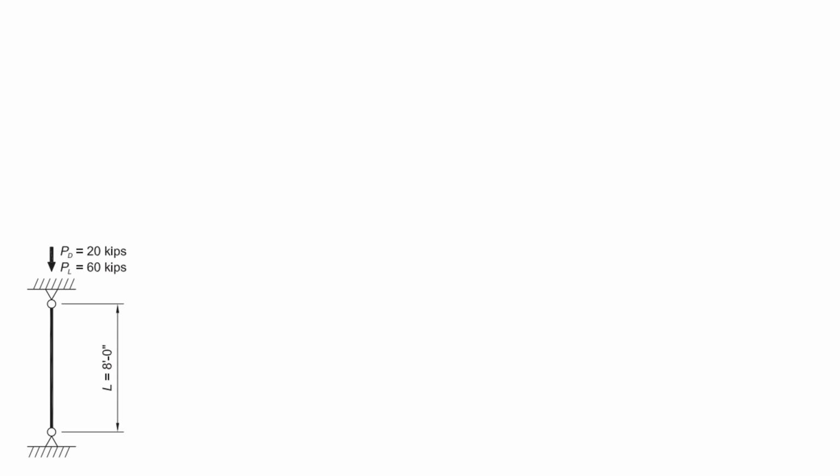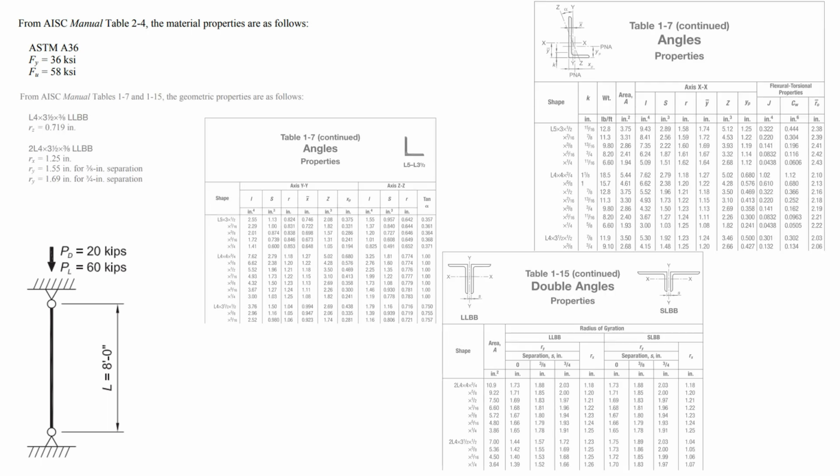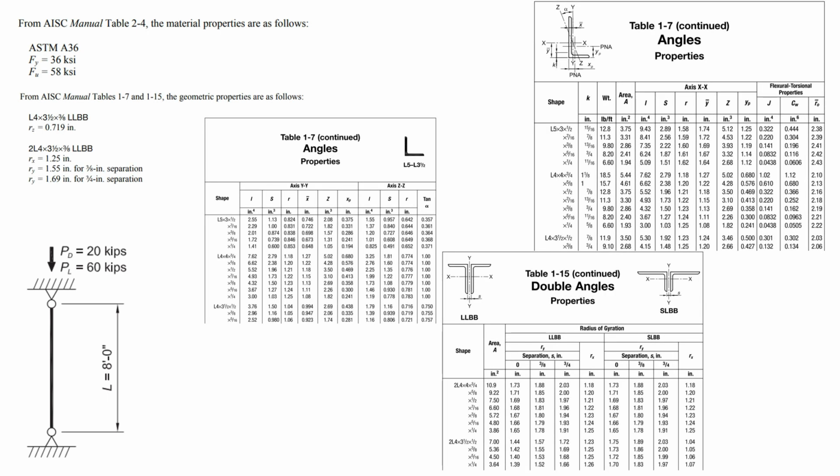To extract the material properties, as always, we refer to AISC Manual Table 2-4. And for the geometrical properties, we have to refer to Tables 1-7 and 1-15. Make sure to refer to the right sizes, especially in the double angles Table 1-15, where there is a distinction between long leg back-to-back and short leg back-to-back. So we start by determining the ultimate compressive load.